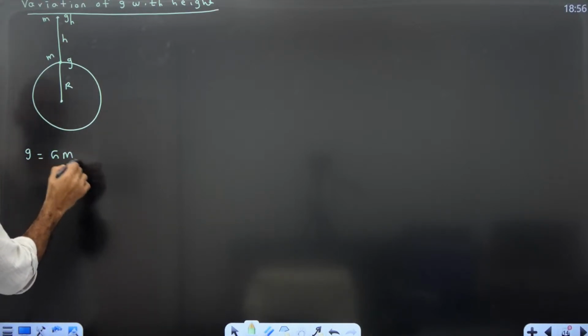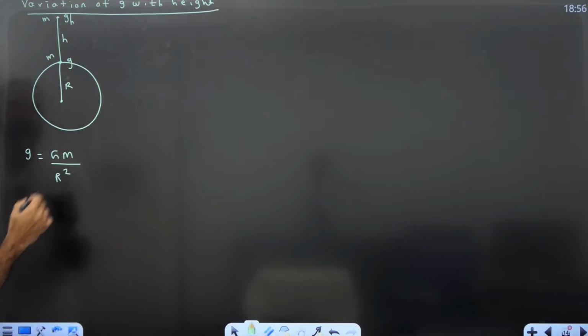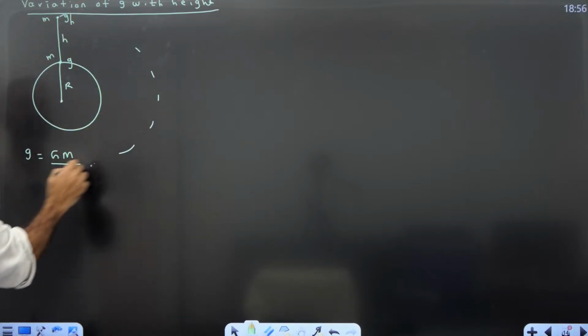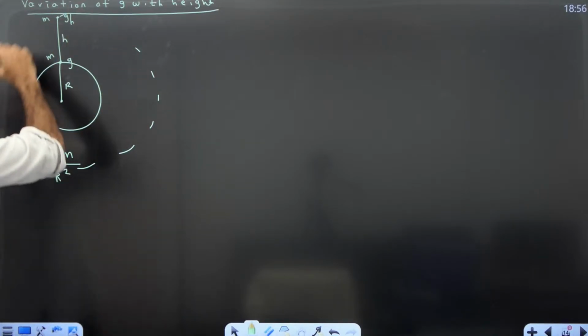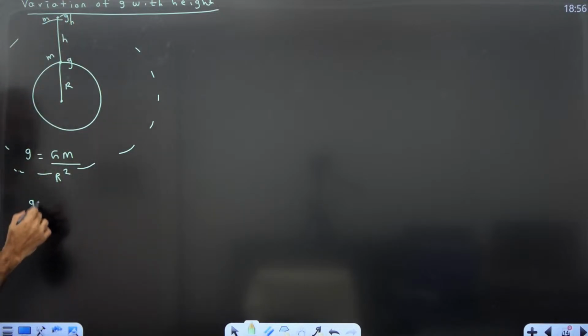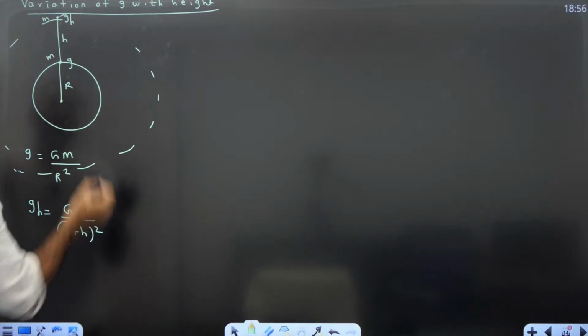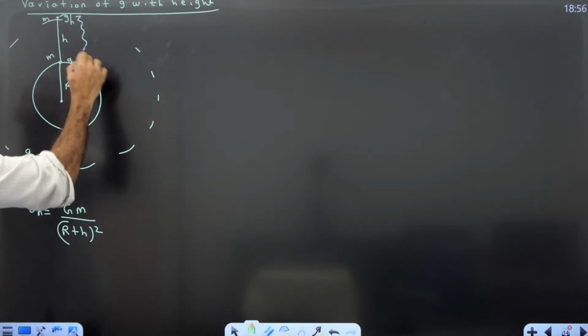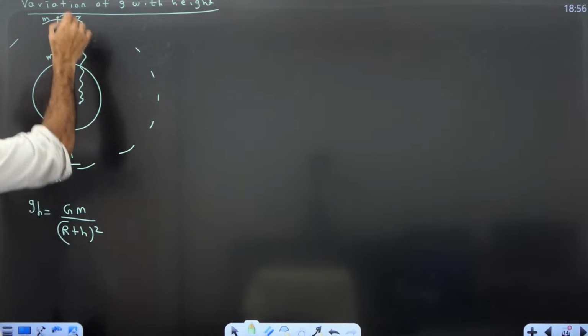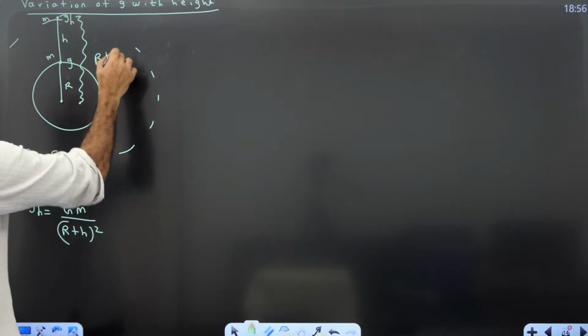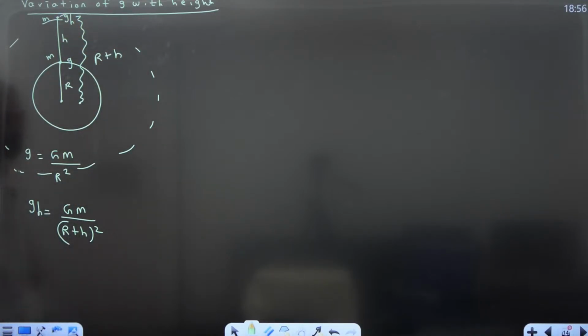g = GM/R². Gravity at a height means the Earth will have this much radius. So what is gravity at a height? g_h = GM/(R+h)². Why GM/(R+h)²? If the body is at this much height, the distance from that body to the center of the Earth will be R+h. That is the reason why, instead of GM/R², I have taken GM/(R+h)². I hope it is clear.